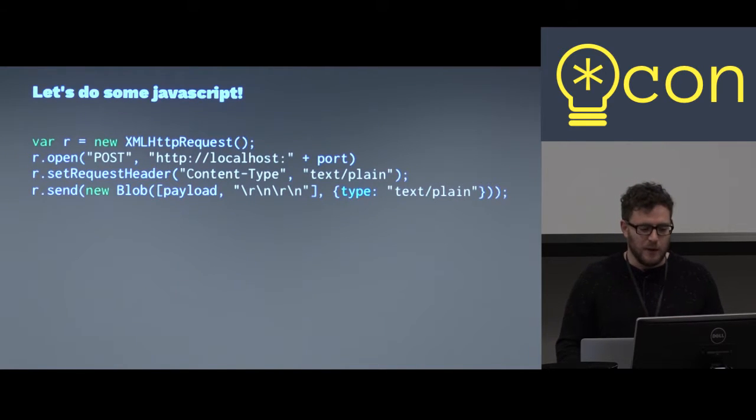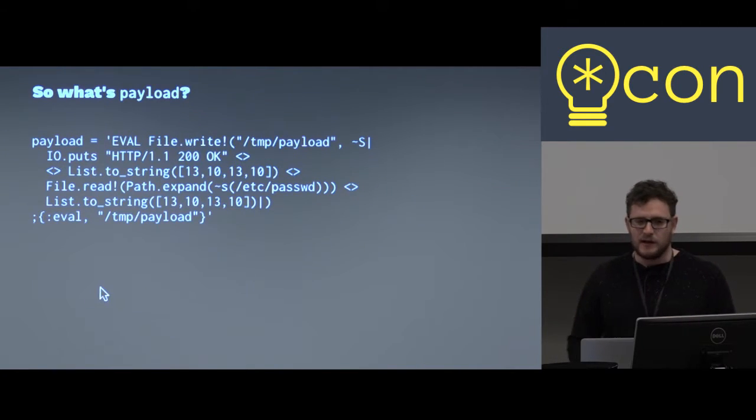And what kind of payload do I want? Well, this is a little bit big. Oh, great, my pointer is here. So the first part is I'm going to do a File.write of a bunch of stuff into a file. And then I'm going to tell it to evaluate that file as Elixir code. And what I'm going to put there is, hello, I'm an HTTP server.